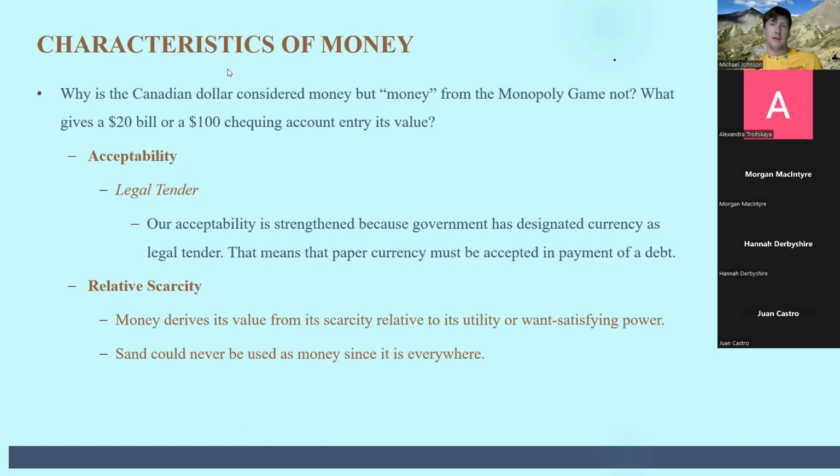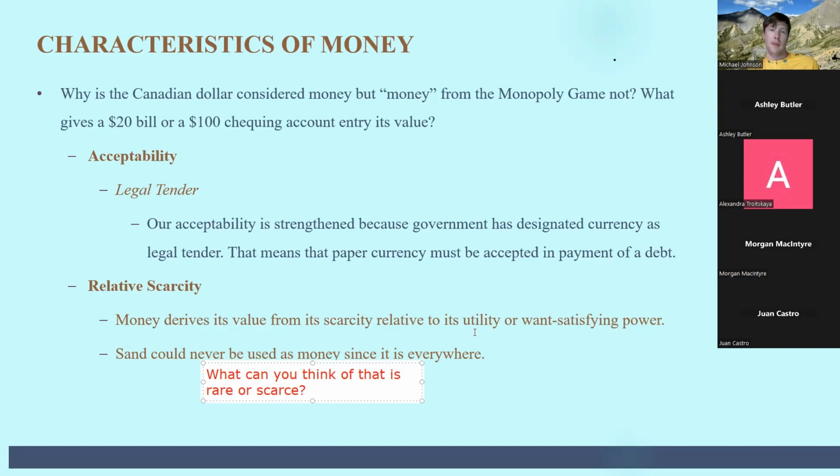So I'll ask the class this question. What can you think of that is rare or scarce? Diamonds, relatively. There are a lot of people that have diamonds, but they're given value because they're not as common as other gems. Yeah, excellent, Ashley. Diamonds for sure. That's a good example. Does Kevin want to try? Gold. Yes, that's a really good one.